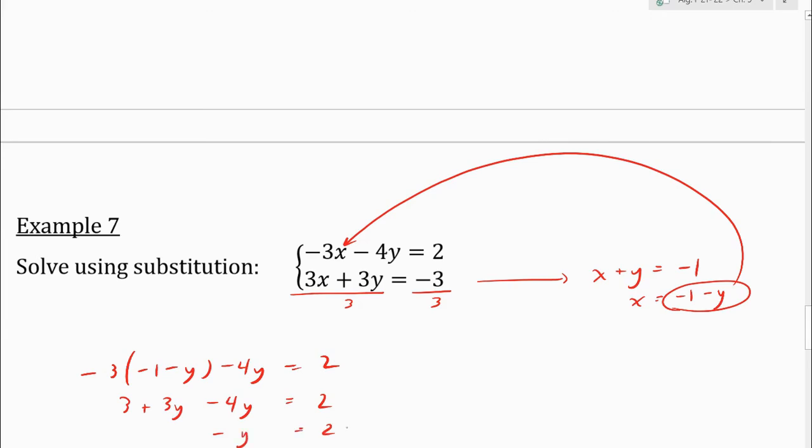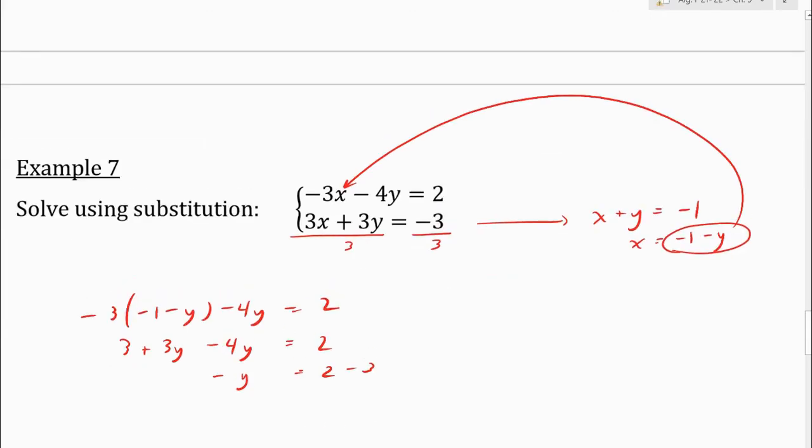Here's a negative y. If I subtract 3 from both sides, if the opposite of y is negative 1, then regular y is positive 1. And then x is negative 1 minus that 1, which is negative 2.